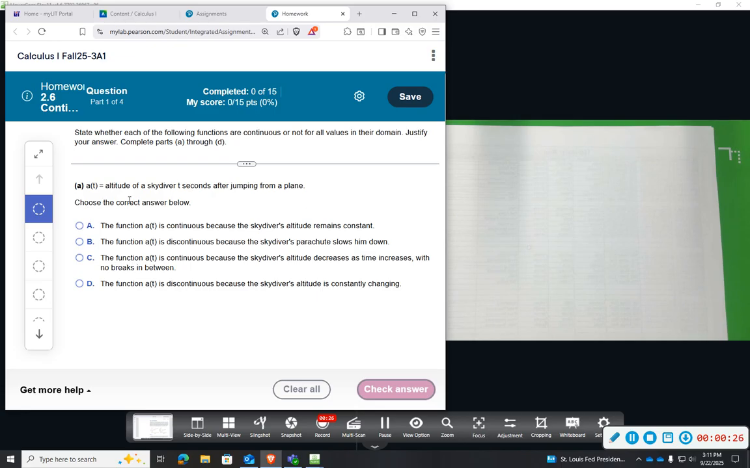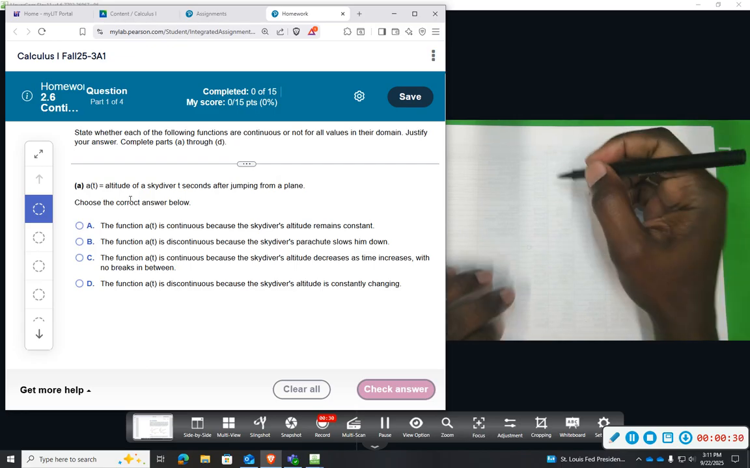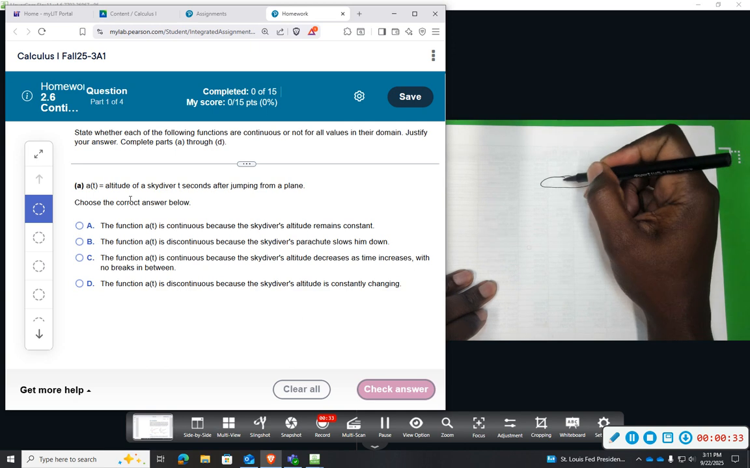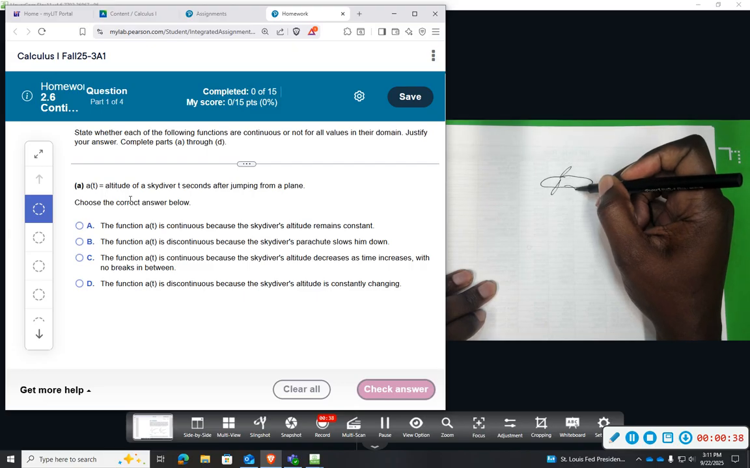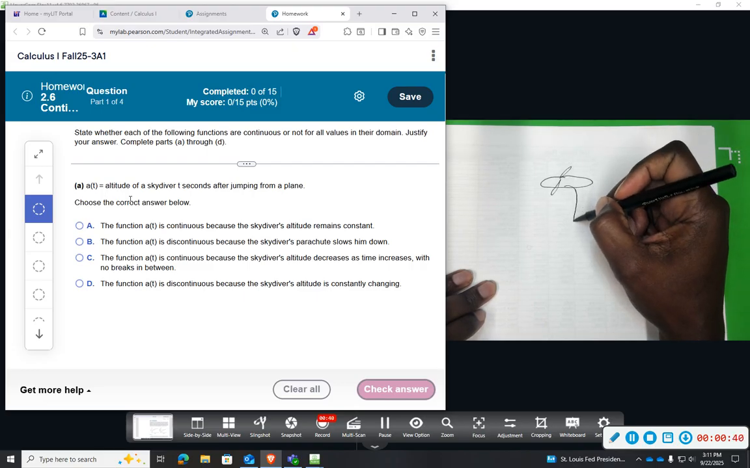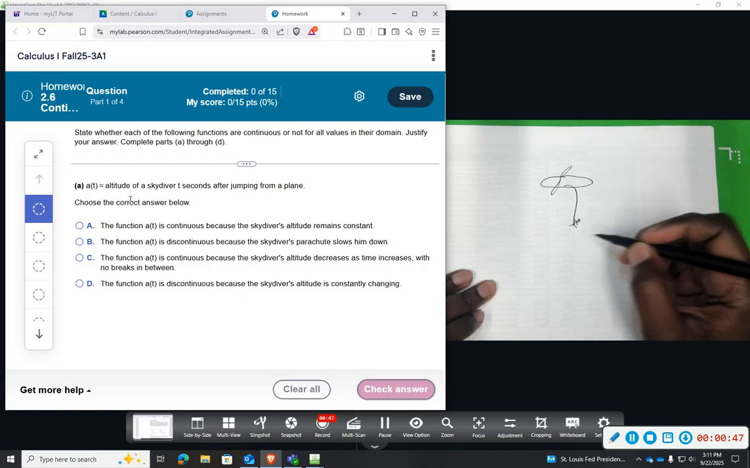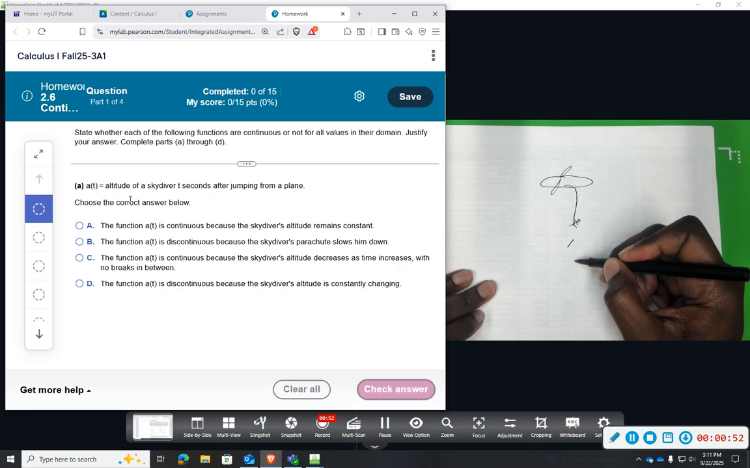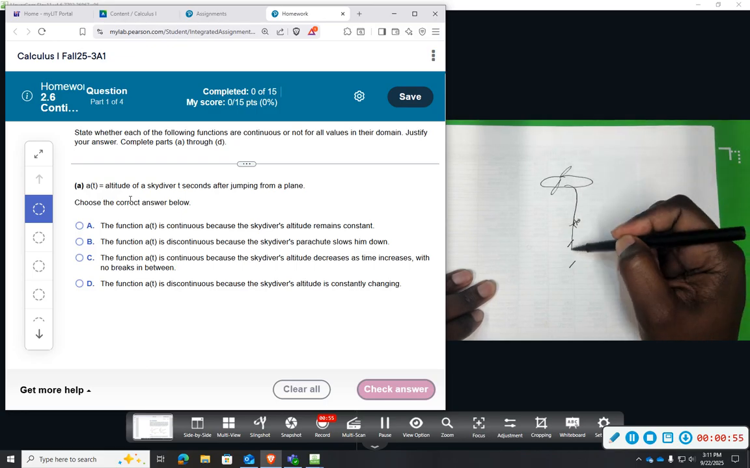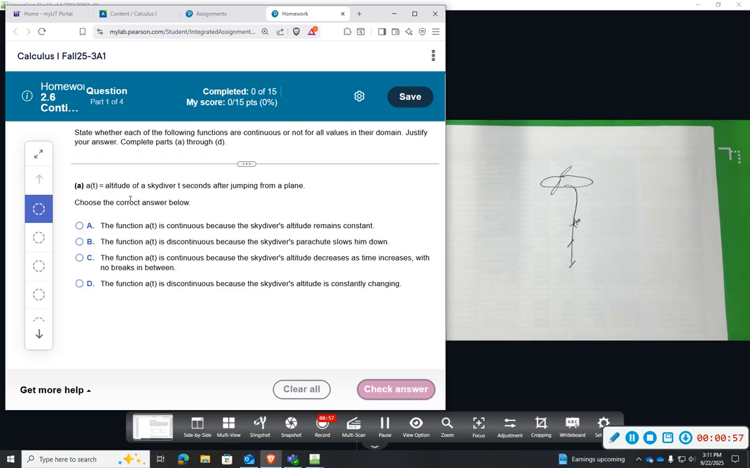So since there won't be any gaps if somebody is jumping from a plane, this will be my very bad drawing of a plane. Okay, so somebody jumps out, they're going to fall continuously until they deploy a parachute or hit the ground, whatever's going on. There won't be like a drop and then a break and then another drop and then a break and then a drop. They're just falling continuously. So this will be a continuous function. So we'll say the function is continuous.